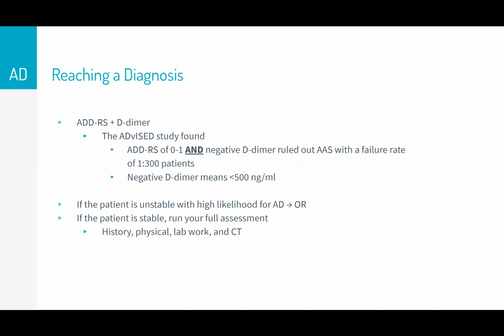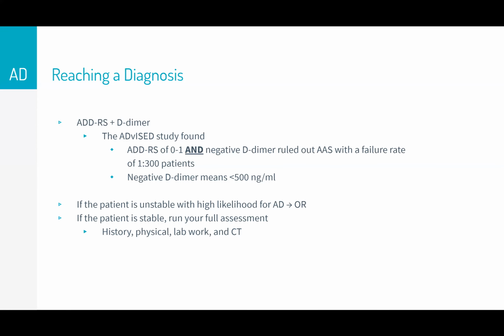They also found that if you have a score of 1 with a negative D-dimer, the sensitivity is 98.3% for aortic dissection, but the specificity is 57.3%. So it can rule out aortic dissection; it's good for ruling out aortic dissection. What is better is if you have a score of 0 with a negative D-dimer, the sensitivity becomes 99.6% with a specificity of 18.2%.